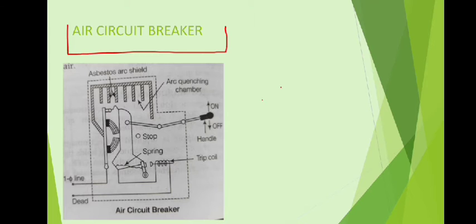Here is the figure of an air circuit breaker. The air circuit breaker is normally used for voltages up to 660 volts or less than 660 volts, and the making and breaking take place in the medium of air, so it is called an air circuit breaker.